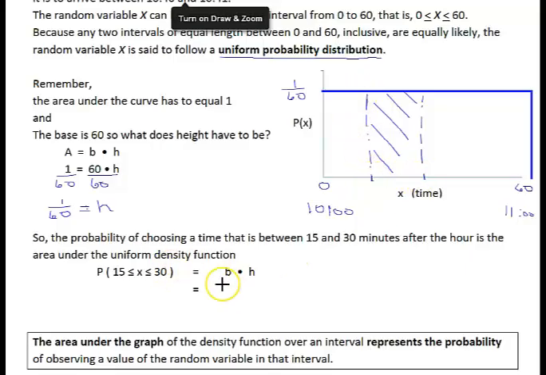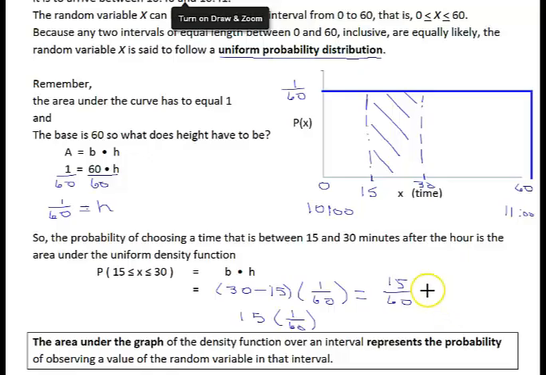But what's the base? The base is just the time in between 15 and 30 minutes, so it is just going to be 15 minutes. So it's 30 minus 15 times the height, which is 1/60th. That gives us 15 times 1/60th. If you multiply that together, it gives you 15/60ths, which does reduce, and in decimal form, it's 0.25.